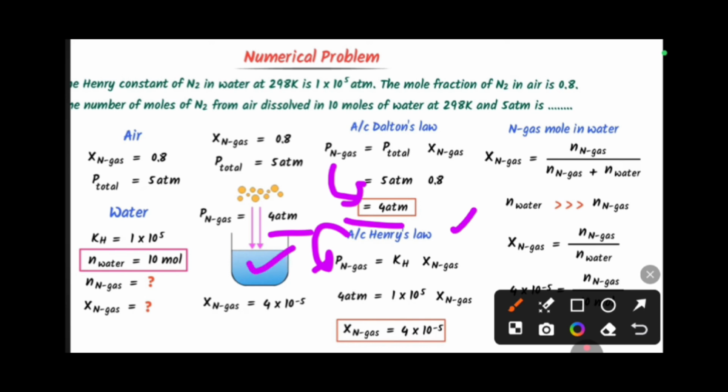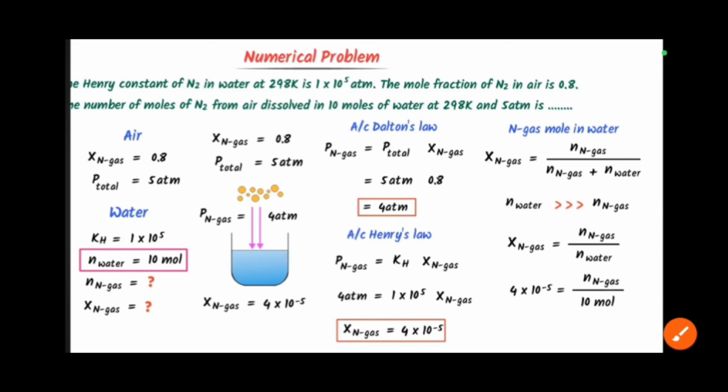So now you can use this: partial pressure of nitrogen gas is equal to kH into mole fraction of that gas. This I have already solved from Dalton's law, 4 atmosphere. kH is already given to you, 1 into 10 power 5 atmosphere. Then we can easily solve the mole fraction of nitrogen gas.